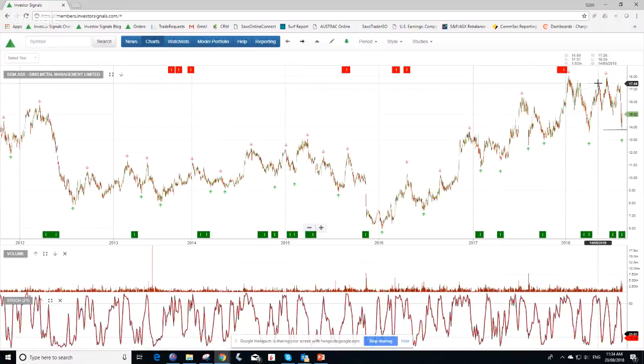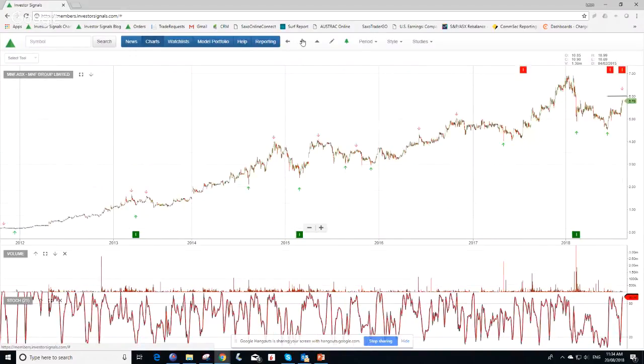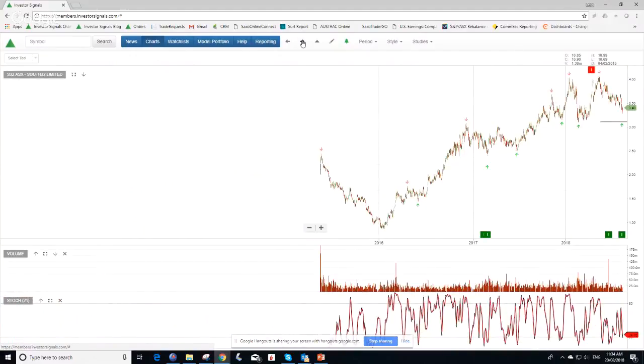Sims Metal, so it's had a retracement back from $18 down to $14. We've got an algorithm buy signal here around $13.70, and the stock's pushing back up to $15 at the moment. Not doing much there in MNF.